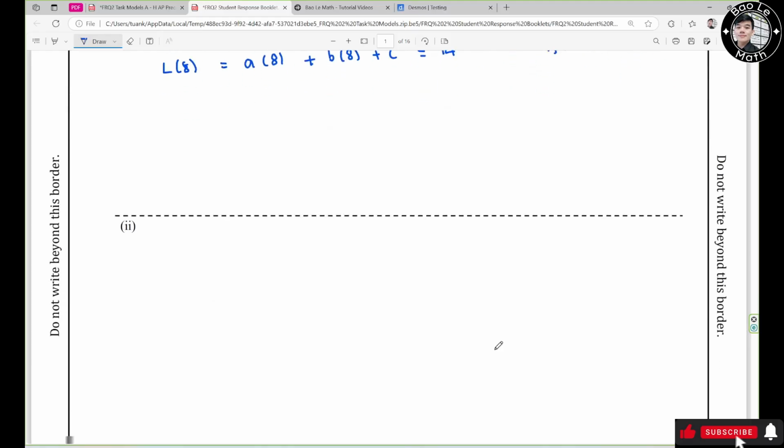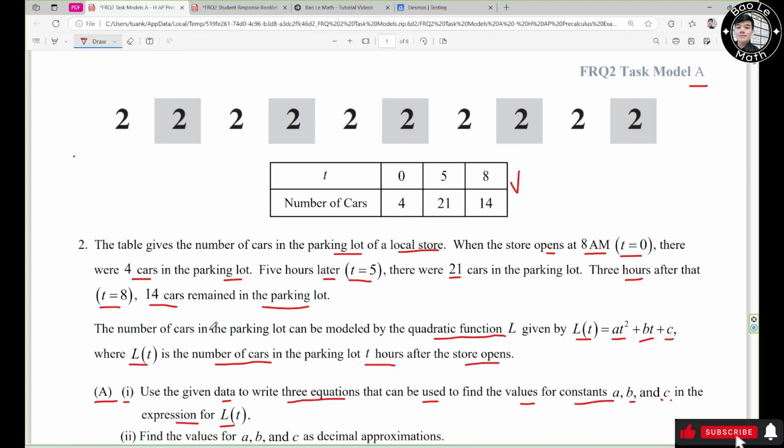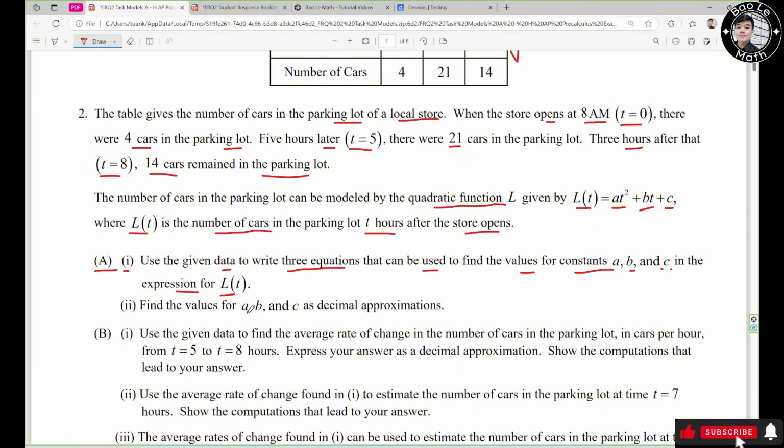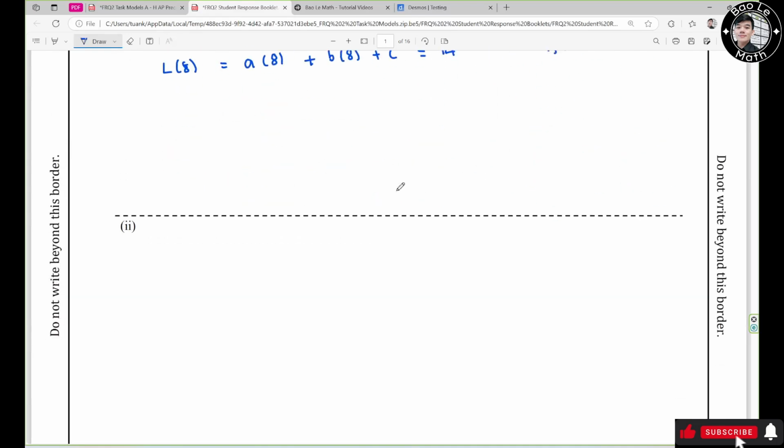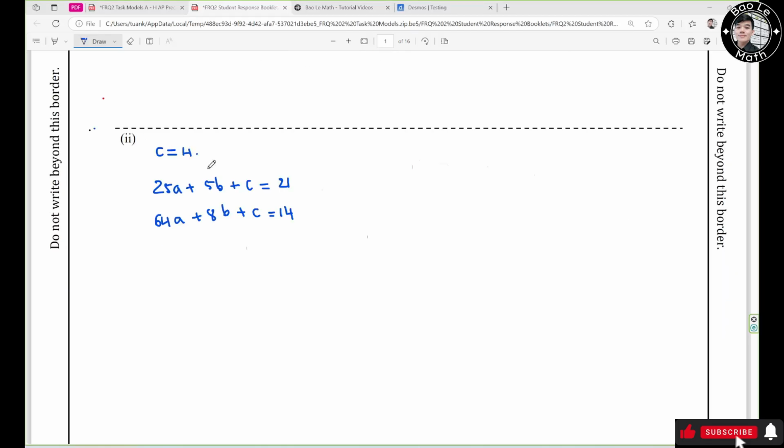Now we're going to move on to A(ii). A(ii) says find the values of A, B, and C as decimal approximations. So we need to solve this. We have C already given, so C equals 4. Now I'll substitute 4 for C right here, so I have the system of 2 equations. 25A plus 5B, and 4 right here, I subtract 4 from both sides, so it's going to be 17. The second one, 64A plus 8B, subtract 4 from both sides, it's going to be 10.